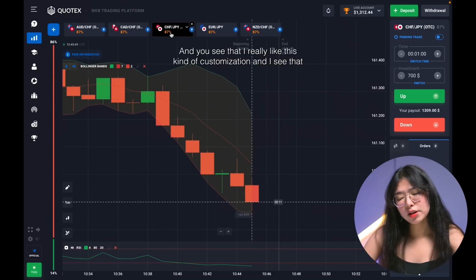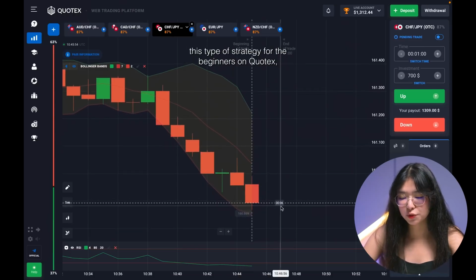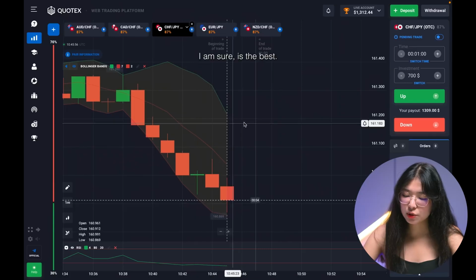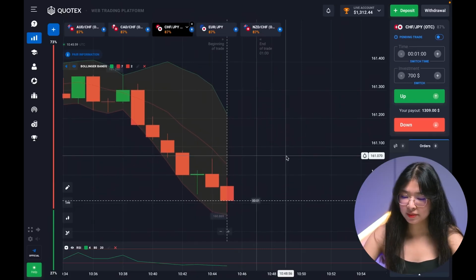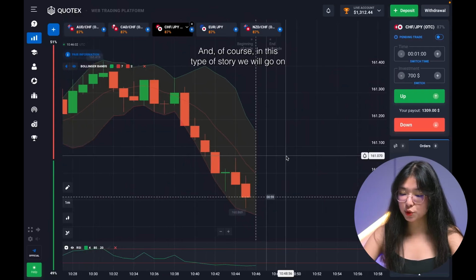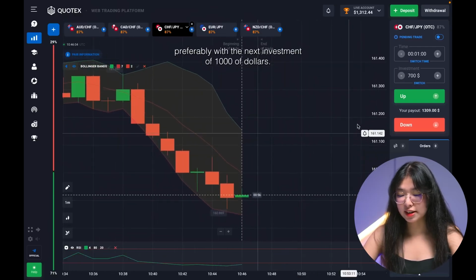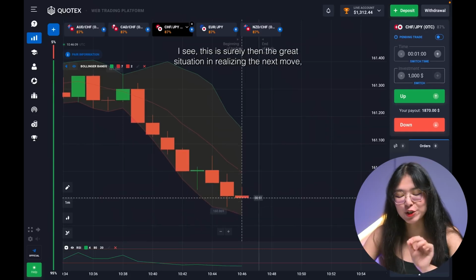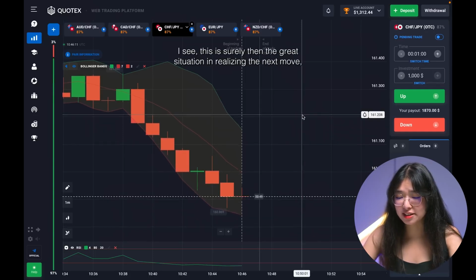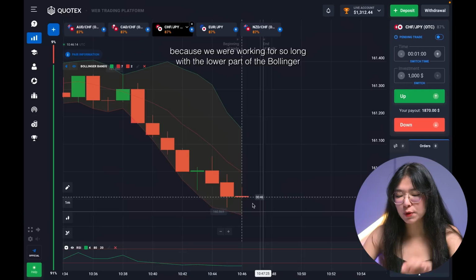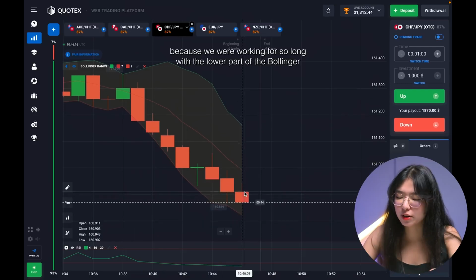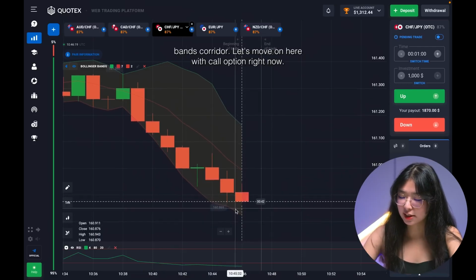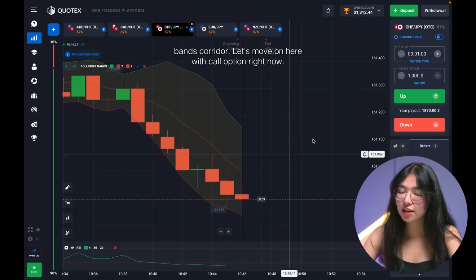And you see that I really like this kind of customization, and I see that in this type of strategy, for beginners and Quotex, I'm sure that it is the best. And of course, in this type of story, we'll go on preferably with the next investment of $1,000. And I see that it's surely a great situation in realizing the next move, because we were working for so long with the lower part of the Bollinger Band corridor. Let's move on here with call option right now.